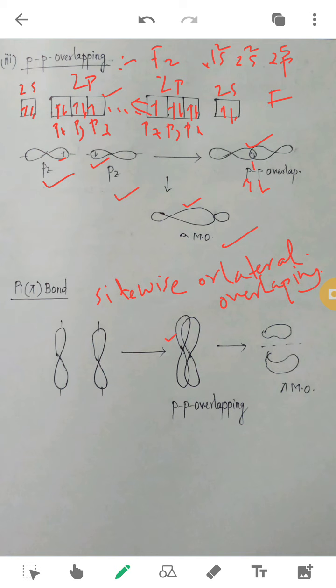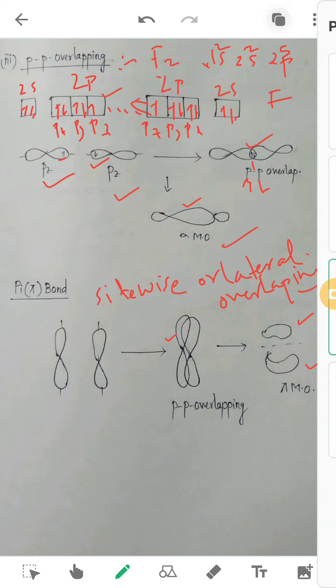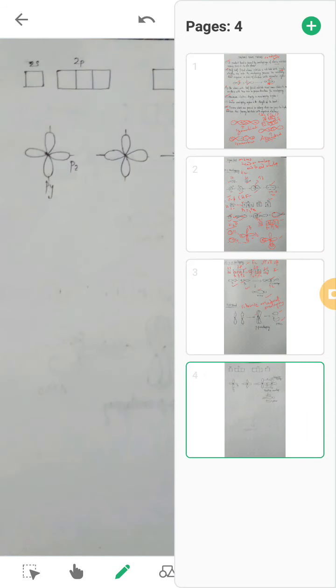It was a head-on overlap. This is a sidewise overlap. And the molecular orbital will be oriented above and below the plane, as you can see over here in the picture. Now let us go for an example where we'll be clearly understanding about the pi bond formation.